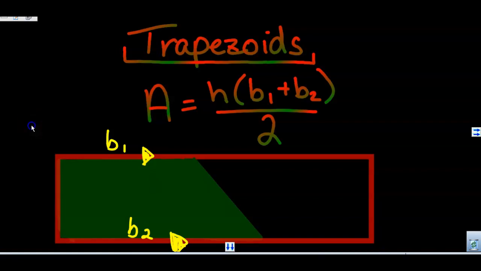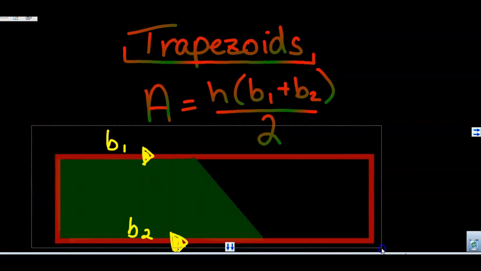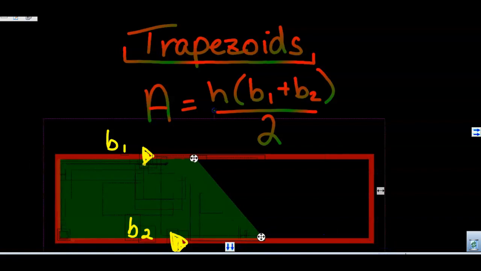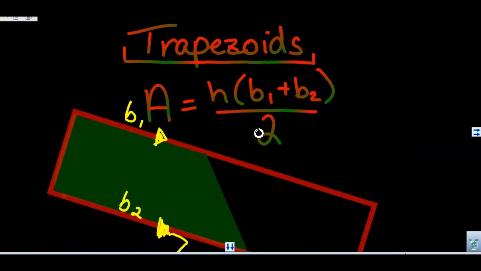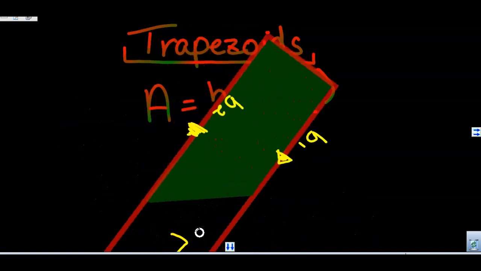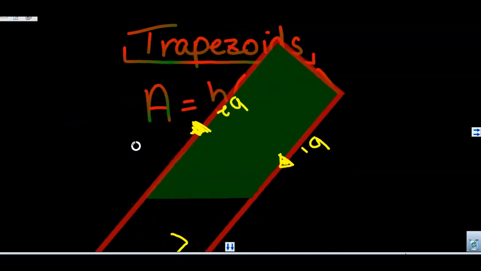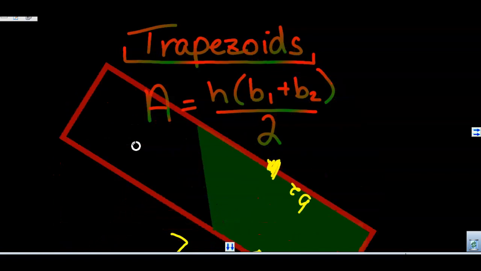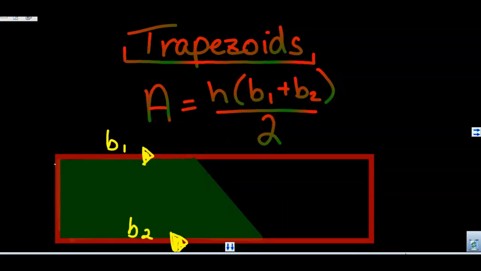Keep in mind that a trapezoid can be any which direction. So even if you have it straight up and down, sideways, you are looking for those parallel lines. From there, again, we're looking for that height. So find that right angle, and here's the height.